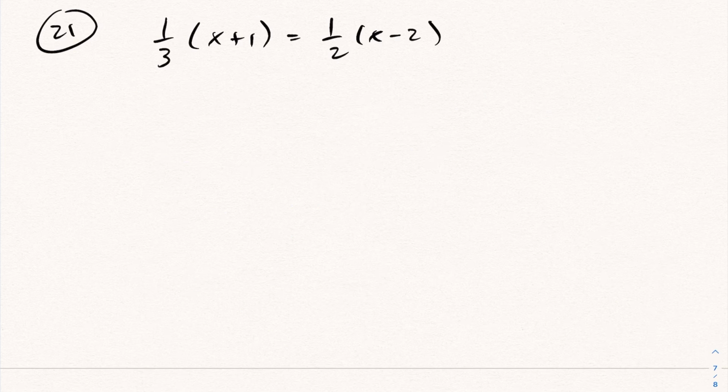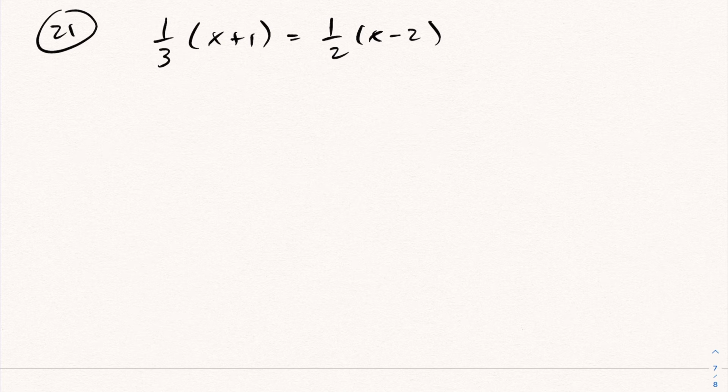Okay, so here, take a look at number 21. For number 21, again, pause the video, try it out yourself. But for number 21 here, we want to get rid of the 3 and the 2. Again, a third here is being multiplied by the x plus 1, and the half is being multiplied by the x minus 2. So I want to get rid of this, but this is all one term, all connected.